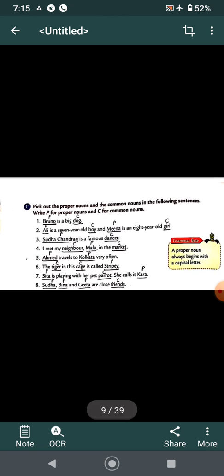Now children, move on to the exercise part of your book. Open your books. Exercise A and B we had already done yesterday. Now we will be doing exercise C. Pick out the proper nouns and common nouns in the following sentences. Write P for proper nouns and C for common nouns. So here are the 8 sentences. Let's get started. Bruno is a big dog. Bruno, proper noun; dog, common noun. Ali is a 7 year old boy and Meena is an 8-year-old girl. Ali, proper noun; boy, common noun; Meena, proper noun; girl, common noun.